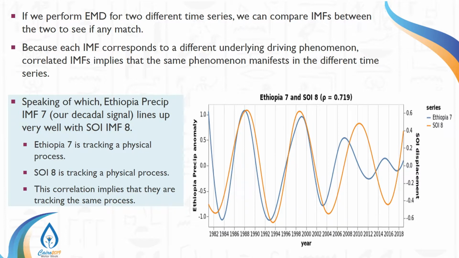So we say, okay, this component number 7 for Ethiopia is tracking a physical process, and the SOI component number 8 is tracking a physical process. And these 2 processes happen to correlate very well. So it makes a lot of sense to say that they are highly correlated, which means that the SOI is driving the precipitation over this region in that kind of decadal oscillation, or in that window, which is 3 to 8 years.